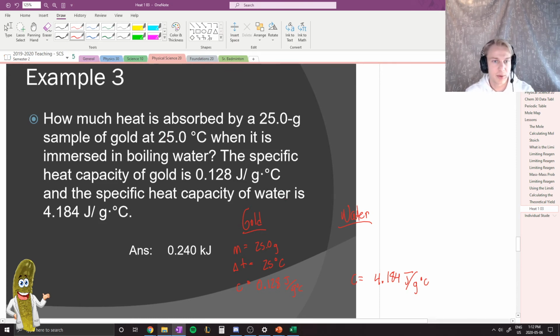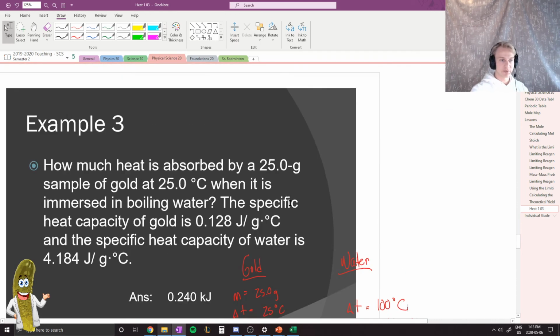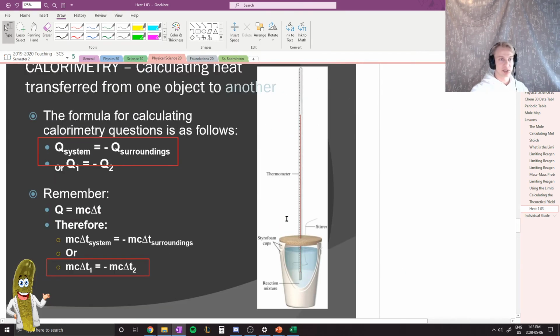The other piece of information that I would know here in this question is that the delta T would have to be, well, if it's boiling water, we'd know that this would have to be at 100 degrees Celsius here. And so what we're asked here is how much heat is absorbed by a 25.0 gram sample of gold at 25 degrees Celsius when it is immersed in boiling water. The specific heat capacity of the gold is 0.128 joules per gram degrees Celsius, and the specific heat capacity of water is 4.184 joules per gram degrees Celsius.